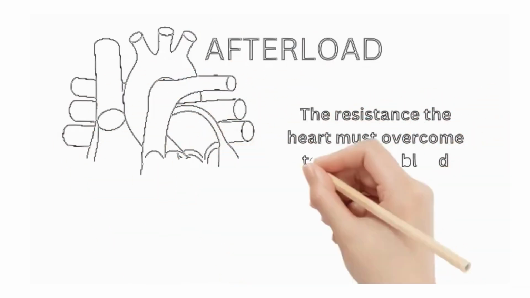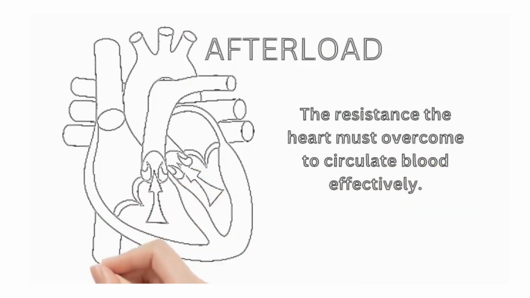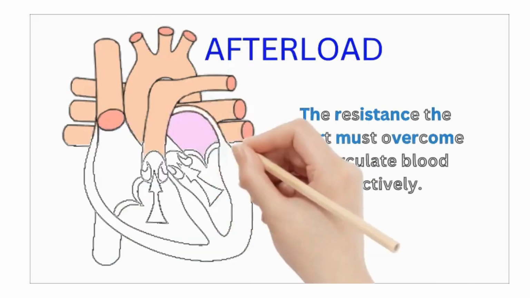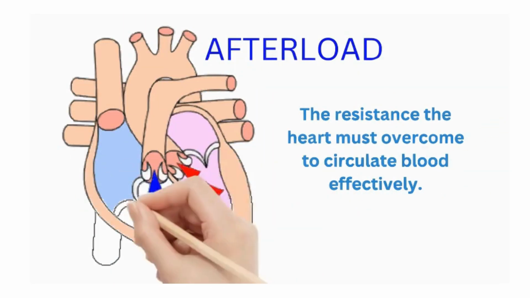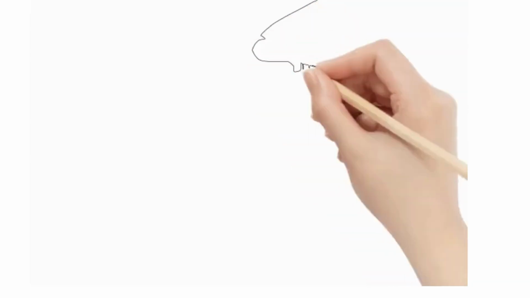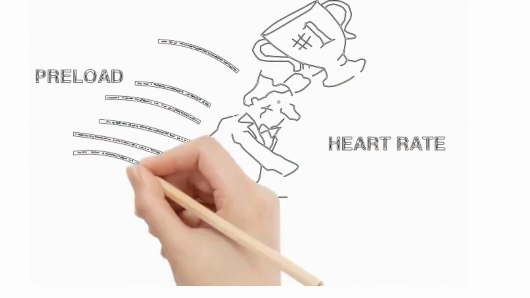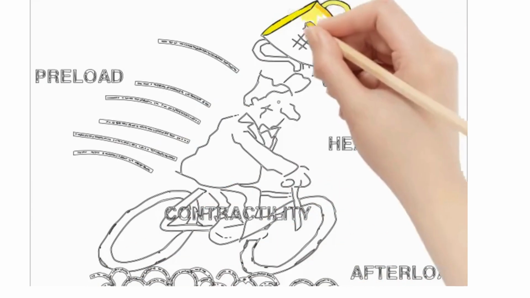Okay, let us also look at the afterload. The afterload is the pressure against which the left ventricle must eject blood. It depends on arterial blood pressure and vascular tone. Imagine cycling on a smooth, wide road compared to a narrow, bumpy one. Reducing afterload, like smoothing out the road, can help the heart pump more efficiently, especially when contractility is impaired. Afterload is essentially the resistance the heart must overcome to circulate blood effectively.